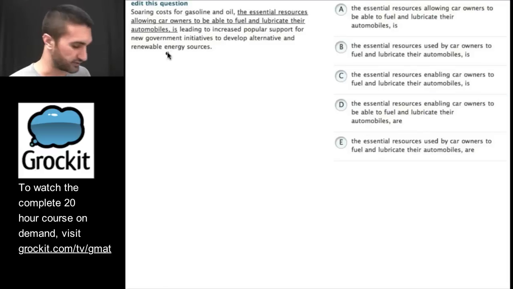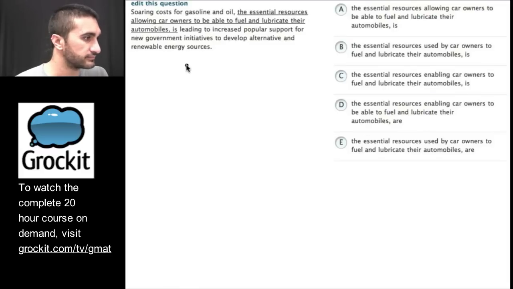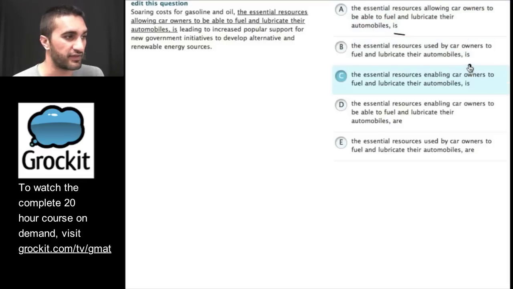Go ahead and read this sentence to yourself. Great, so the soaring costs for gasoline and oil, the essential resources allowing car owners to be able to fuel and lubricate their automobiles, is leading to increased popular support for new government initiatives to develop alternative and renewable energy sources.